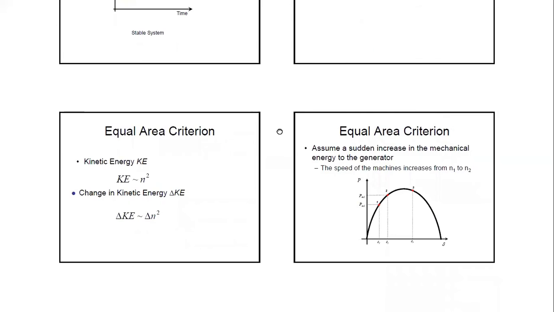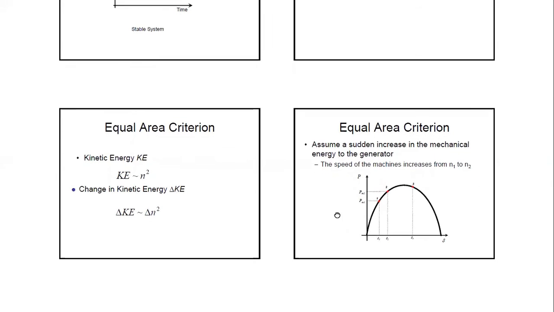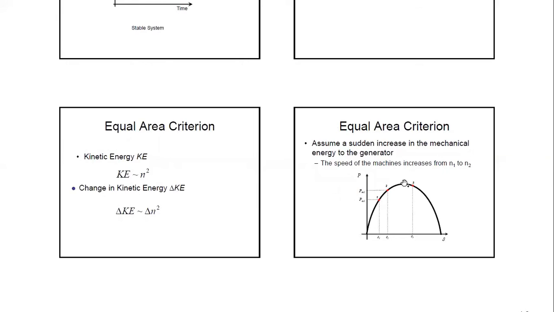These are the mathematical expressions for the kinetic energy. Kinetic energy is represented by this, and it is proportional to the square of the speed. The change in the kinetic energy, delta K, is also proportional to the change in the square of the speed. Let's see how to utilize this method for transient stability analysis.